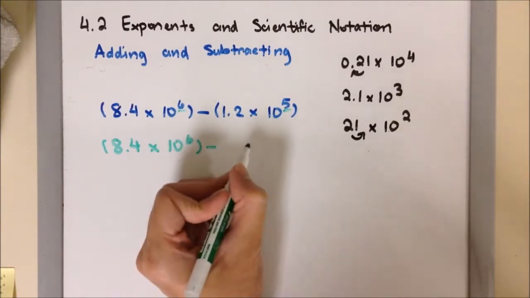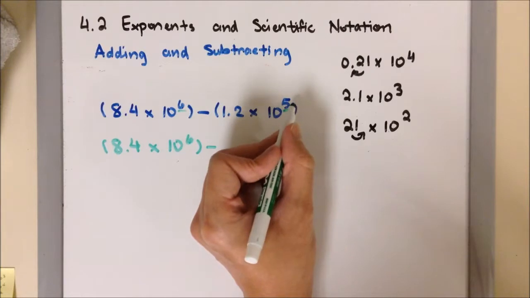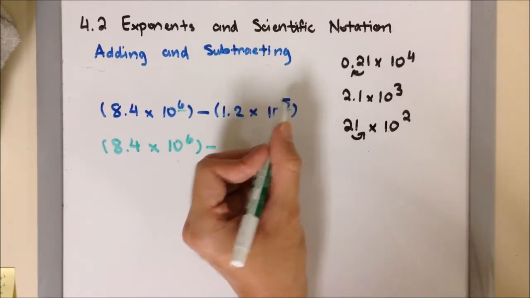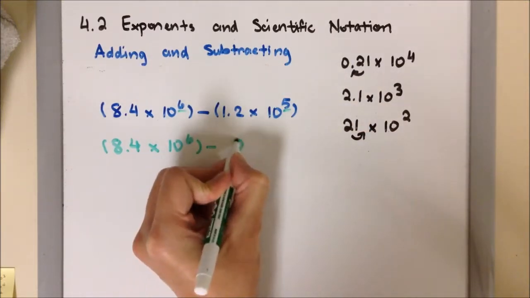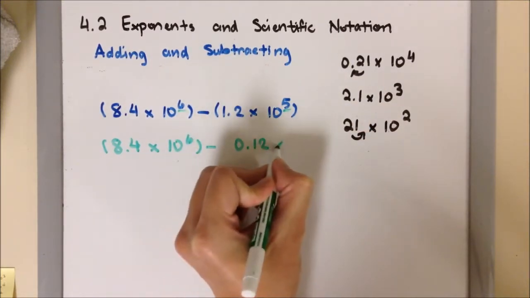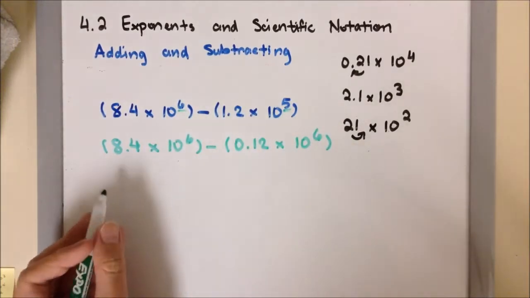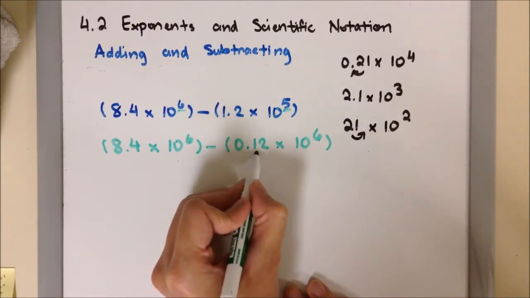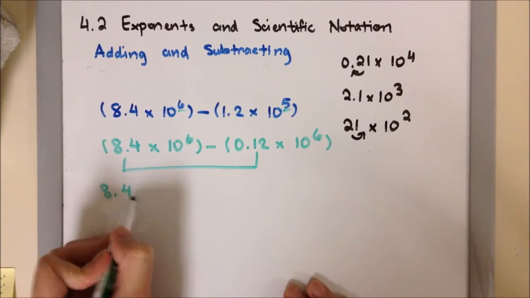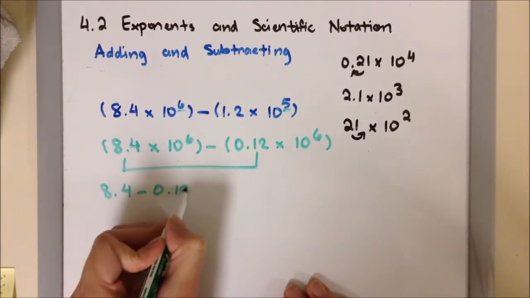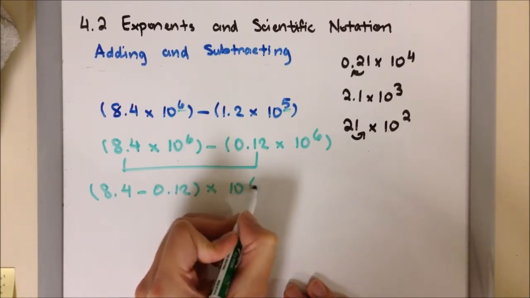Minus, since I want to go from 5 to 6, meaning I'm going to increase my exponent by 1, I'm going to move my decimal 1 time to the left. So it's going to be 0.12 times 10 to the 6. Now my exponent is the same, so I'm going to combine these two numbers together. So 8.4 minus 0.12 times 10 to the 6.